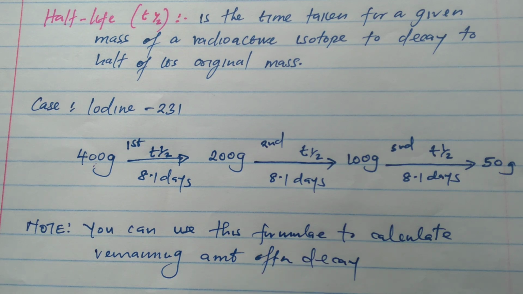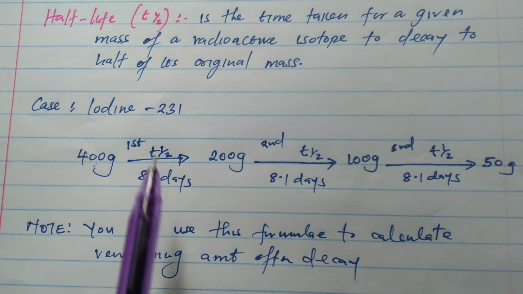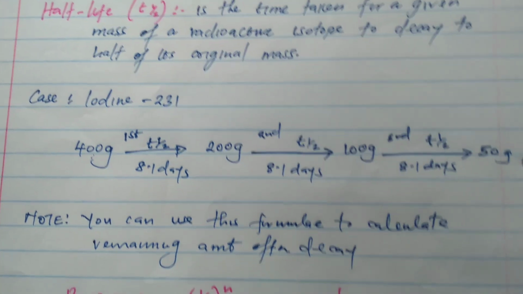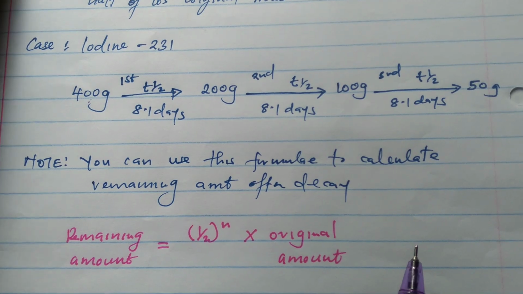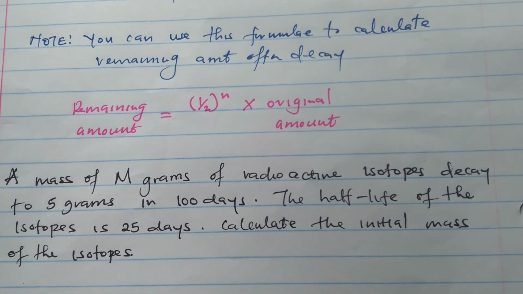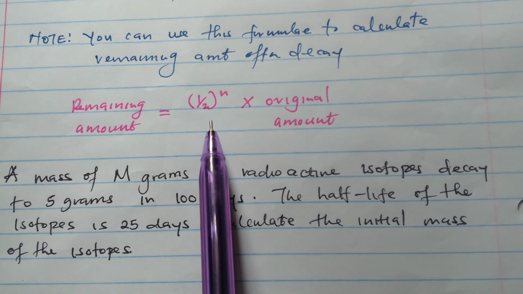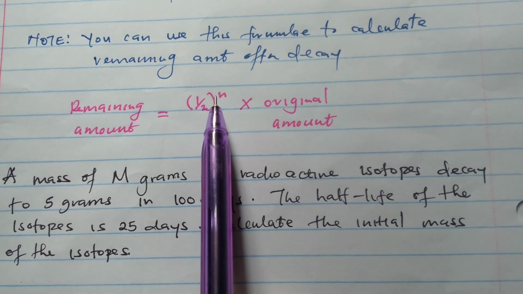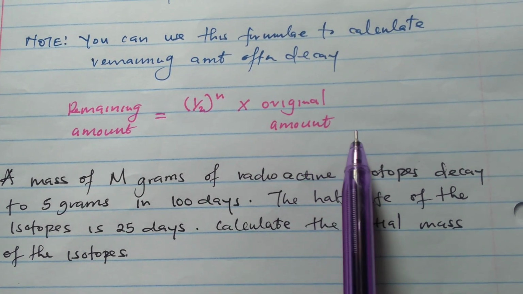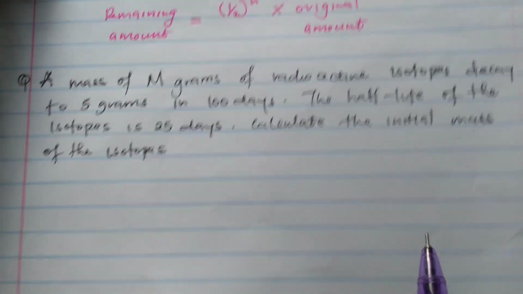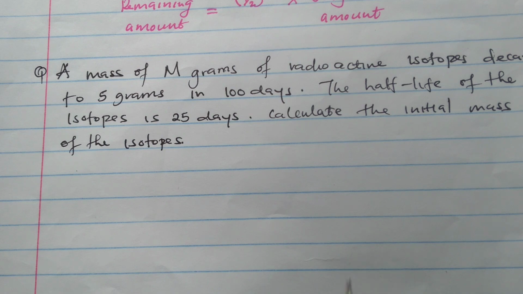One thing you need to note is that you can use a formula to calculate the remaining amount of mass if you cannot relate it this way. The formula I've devised here is: remaining amount is equal to 1 over 2 in brackets raised to power n, times the original mass. I want us to try to calculate that using this particular question.